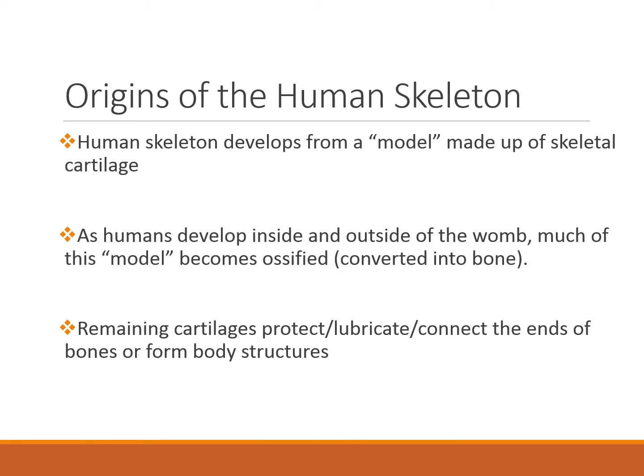The human skeleton develops from a model made up of skeletal cartilage. As humans develop inside and outside of the womb, much of this model becomes ossified, that is, it's converted to bone. The remaining cartilages protect, lubricate, and connect the ends of bones, or form body structures.